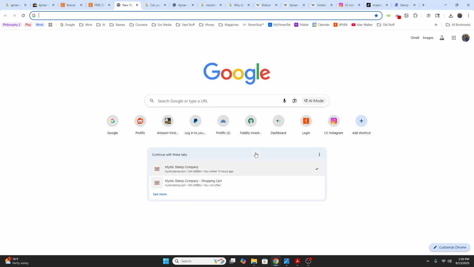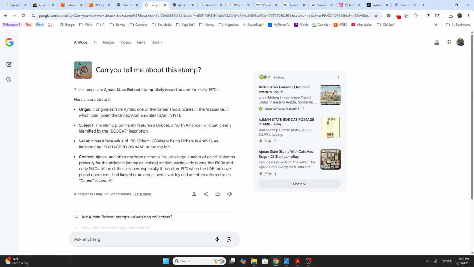And so here's what I did. I went here and I typed into the AI mode because I was curious about something. I clicked on AI mode and then I typed, "Can you tell me about this stamp?" And I uploaded that image because I have a screenshot of it, plus I've taken photos with my camera and put them on my computer. And here's what it basically said. It said that the stamp was made in 1971. It has the word bobcat on it. Bobcat is a North American wildcat, and the value of the stamp is 20 dirham.